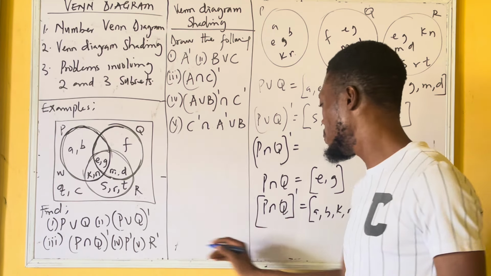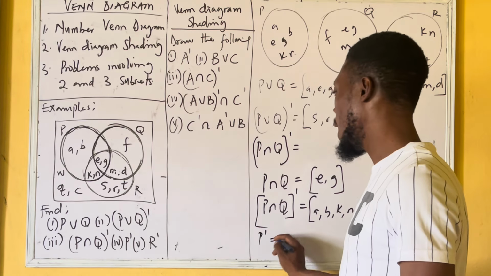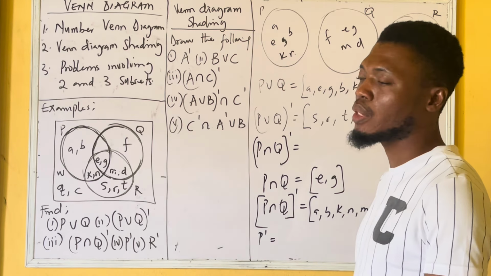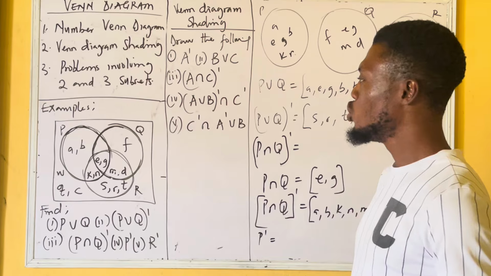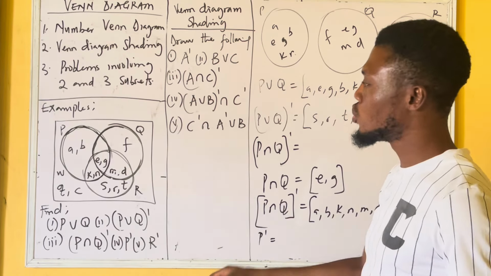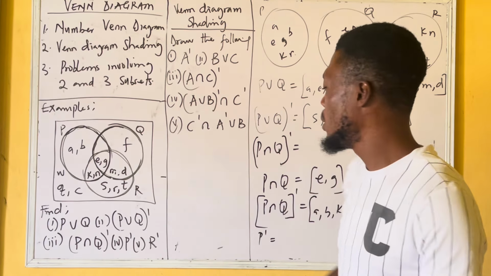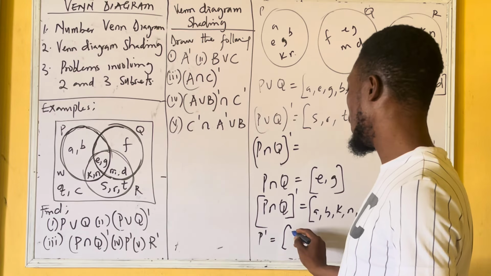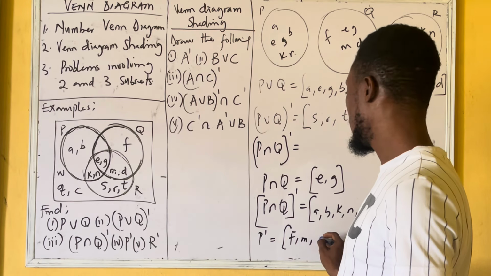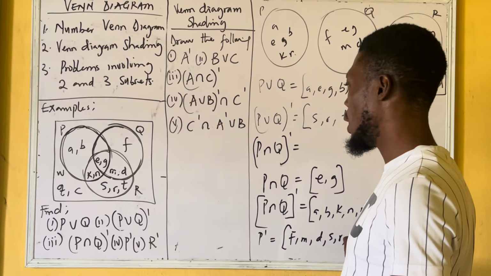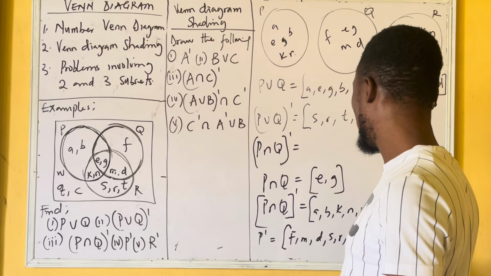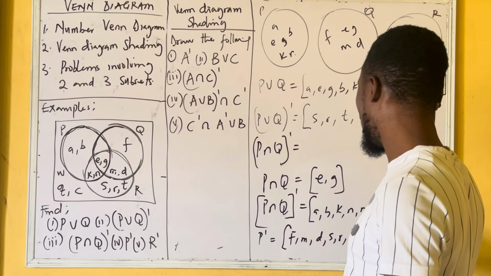Now, the next one is P prime. How do I solve P prime? I told you before that anything you are looking for prime or complement, you remove that element and write out the remaining. So if I remove everything in P, what is remaining? F, M, D, S, R, T, W, Q, and C.